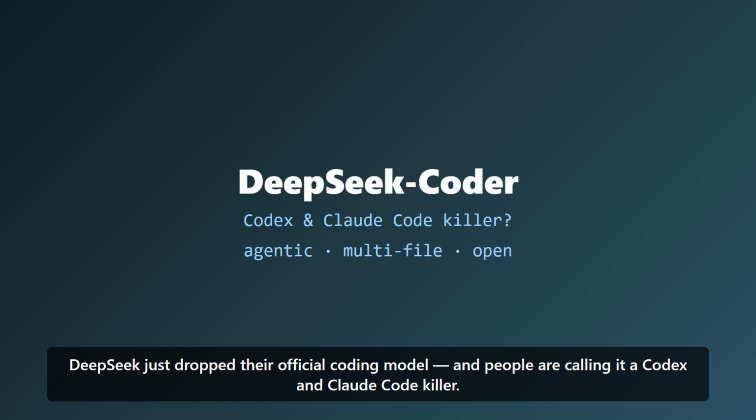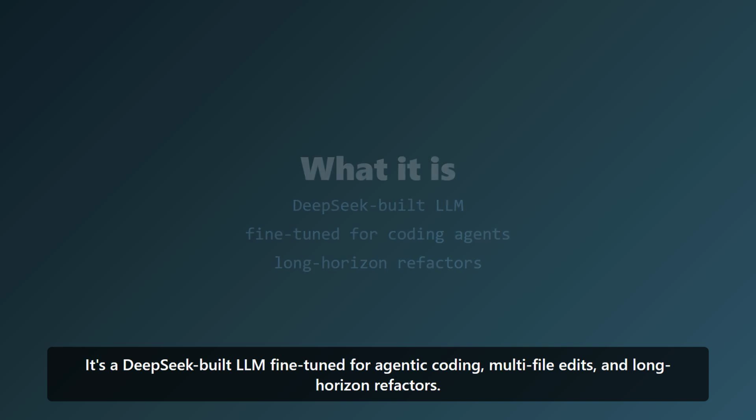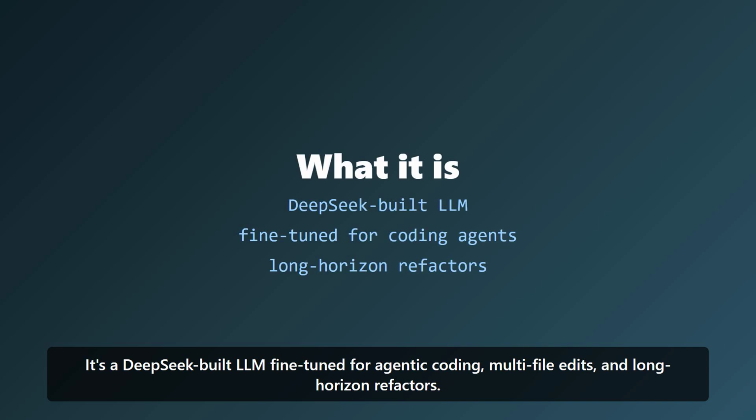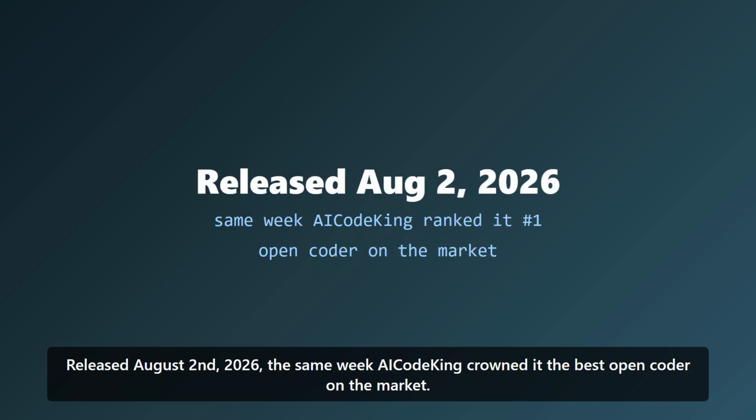Here's how to use Kimi K3, Moonshot AI's new model with a 2 million token context window. First, sign up at platform.moonshot.ai and create an API key in the console. Kimi K3 speaks the OpenAI API format, so just install the OpenAI Python SDK with pip install openai.